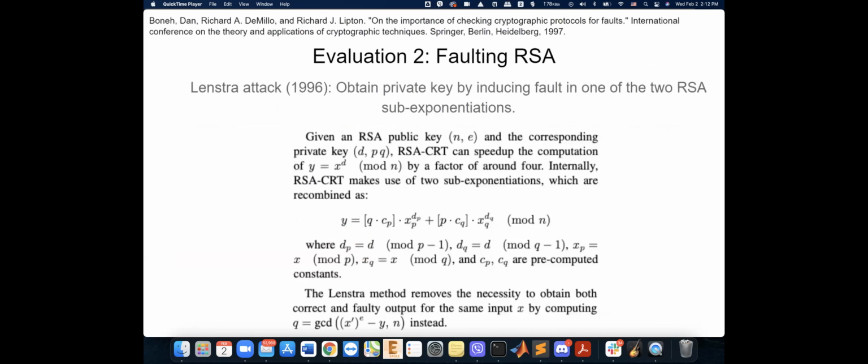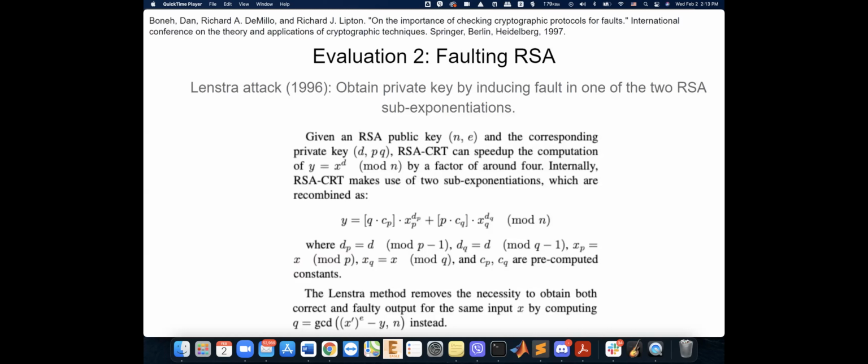One good example of this is faulting RSA using the Lenstra attack of 1996. The code that was used when testing Plundervault was Intel's specific example code for RSA, which employs the Chinese remainder theorem optimization, which happens to be susceptible to the Lenstra attack, a fault injection attack which requires a fault in exactly one of the two exponentiations of the core RSA operation.